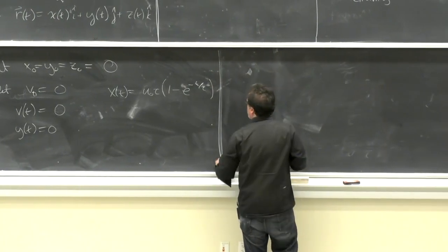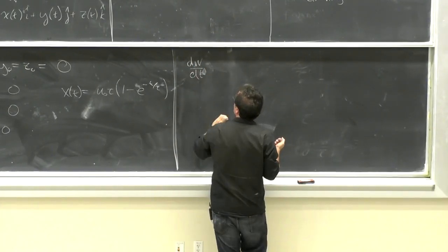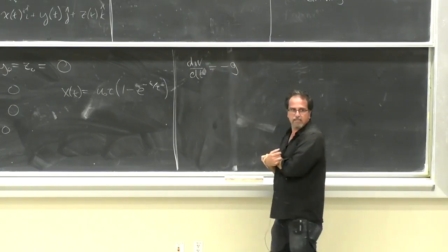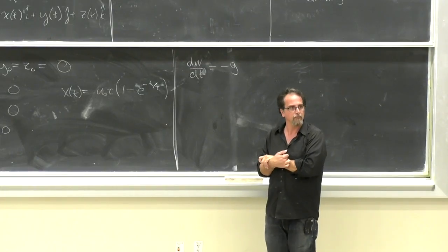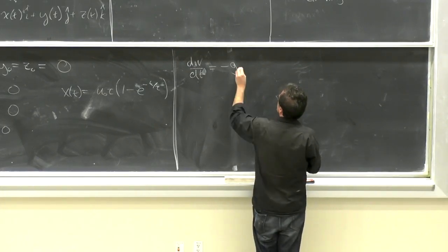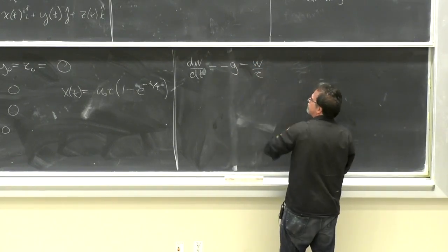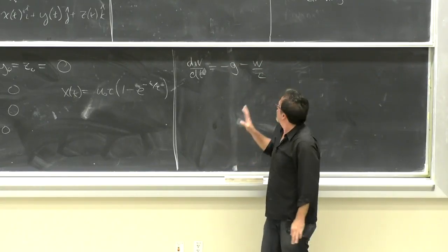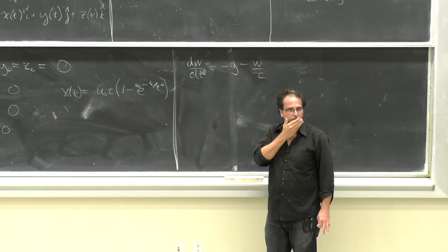Okay? So my equation for W was dW dt, the time derivative of the vertical velocity, is equal to negative g, minus W over tau. This is my fun one. So there are many ways to do this, folks. What I want to point out is that there's a constant right over here.